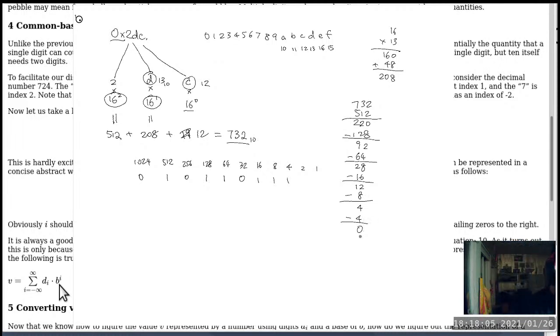So with 0 left, I ask myself, do I need a 2? No. With 0 left, do I need a 1? No. Well, now we have a representation of the quantities of powers of 2 that we need in order for all those quantities of powers of 2 to add up to 732 in this case.